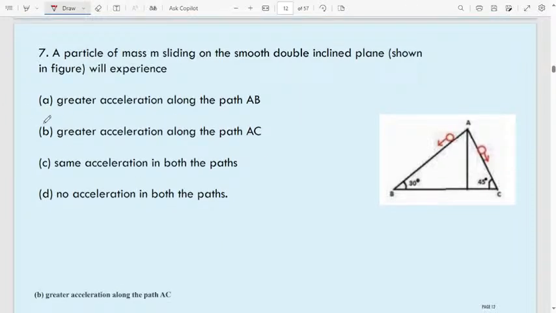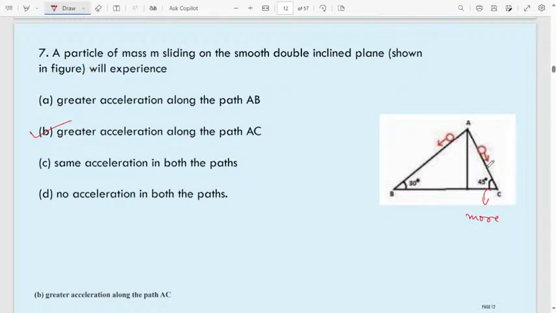The correct answer for this question is option B, greater acceleration along the path AC. Here consider two inclined planes. One plane angle is 30 degrees, another plane angle is 45 degrees. When you have an inclined plane with a larger angle, the angle of inclination will be more. In this case the angle of the inclined plane will be more, so there will be greater acceleration along the path AC.